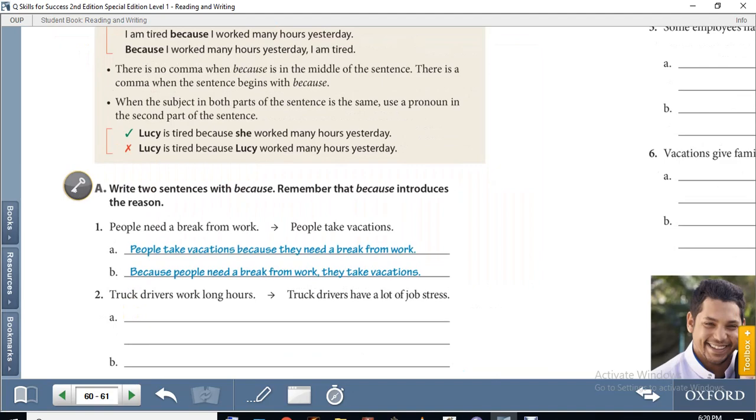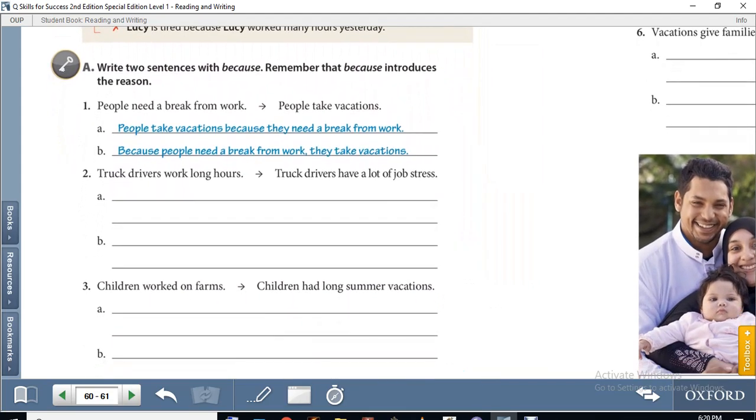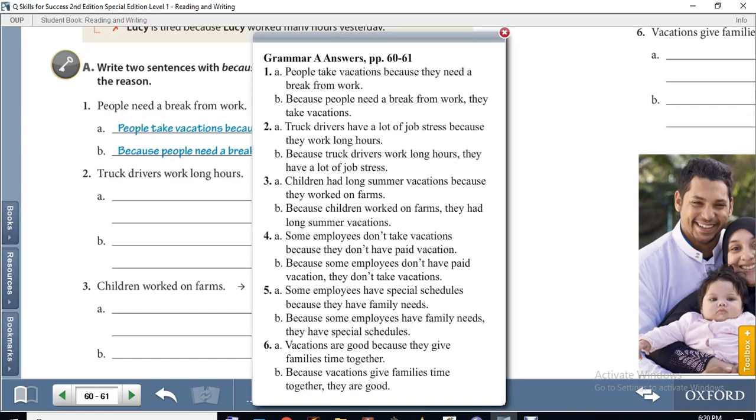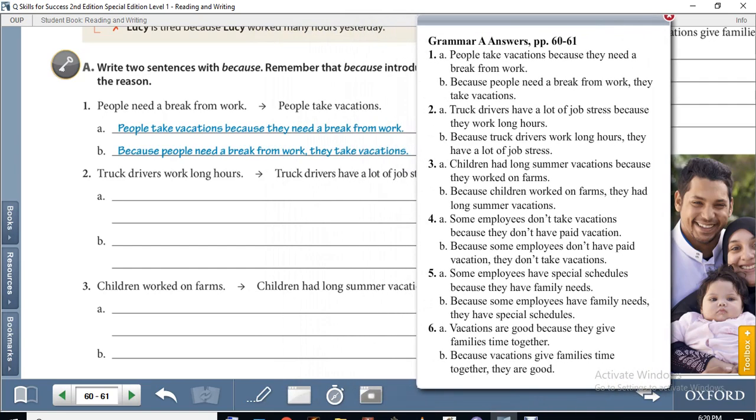Moving on to activity A. What you need to do here is write two sentences with because. Remember that because introduces the reason. The reason comes after because. Now, you can look at the examples. People take vacations because they need a break from work. This is the example. Or because people need a break from work, comma, they take vacations.